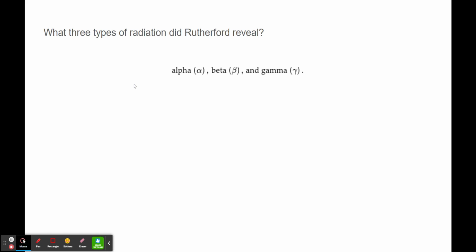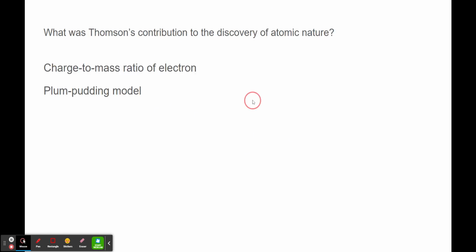So the three types of radiation were alpha, beta, and gamma, which were the ones that Rutherford revealed. And then Thomson's contribution to the discovery of atomic nature was his charge and mass ratio of the electron, which was used later on, and his plum pudding model, which was later disproved, but was a stepping stone in the development of atomic nature.